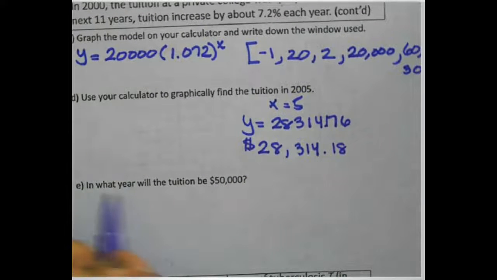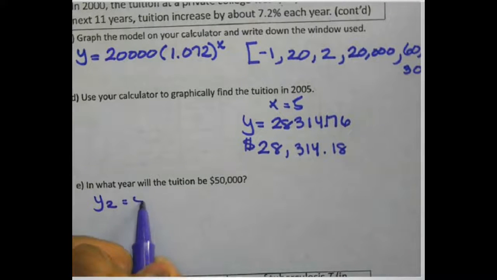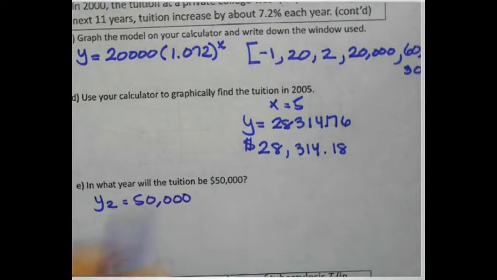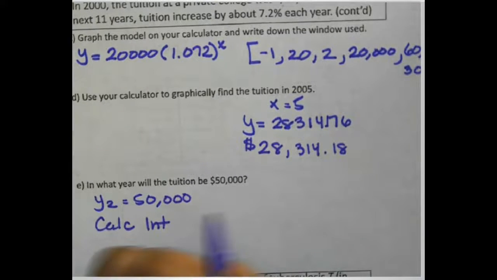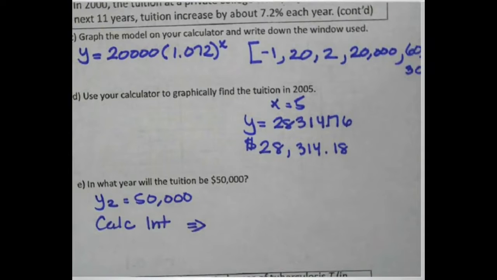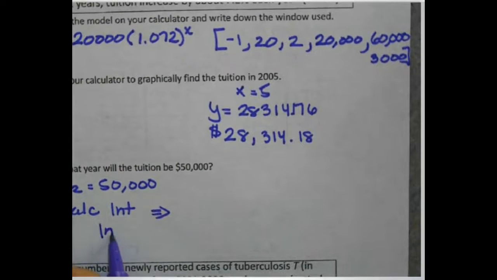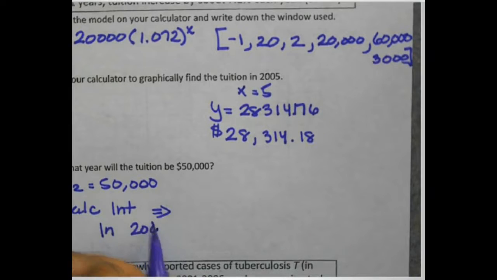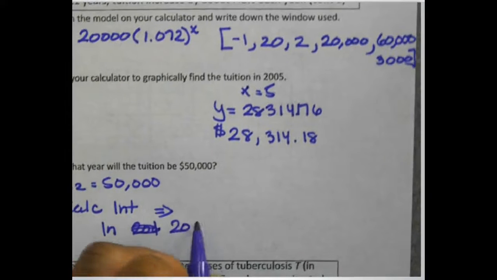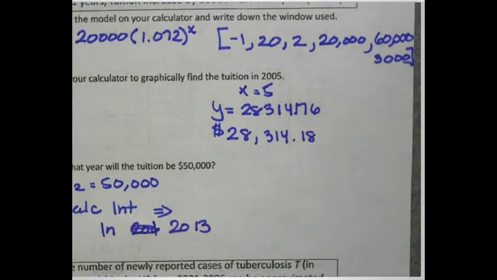Okay, so the next thing is kind of the opposite. I'm going to make Y2 equal to 50,000. And I would like for you to calc intersection as we did in the last problem. And go ahead and press pause and do that. And then if you did, you will get in 2013, the tuition would be about $50,000. All right, sounds fun for everyone.